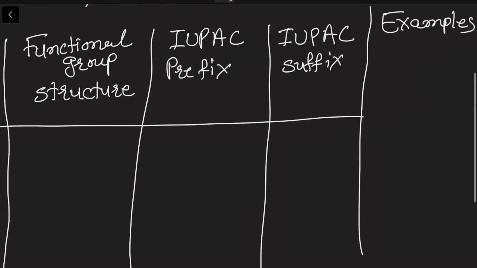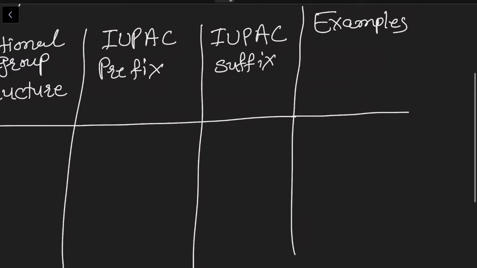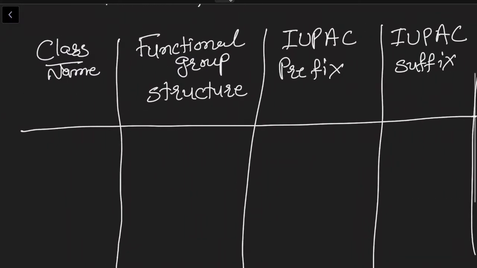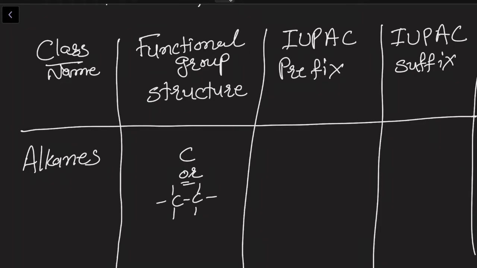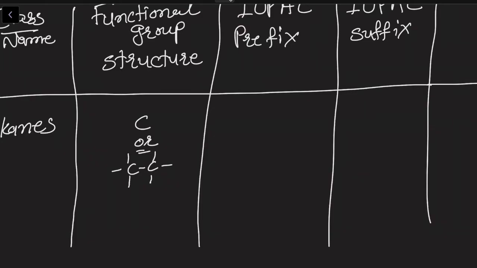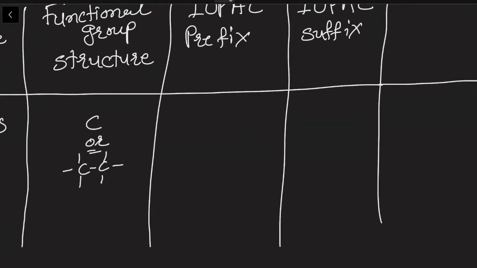The simplest class of organic compound is called alkane. And the functional group is simply a single carbon, or two or more carbons single bonded with each other. So just a single carbon bonded with anything. It does not have a prefix, it has a suffix. The suffix is A-N-E.